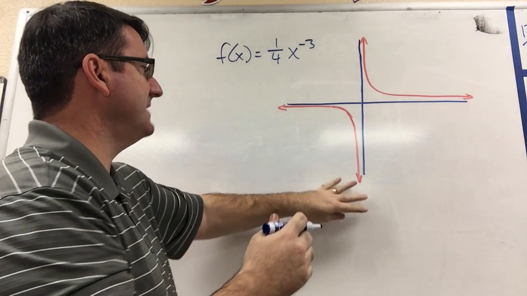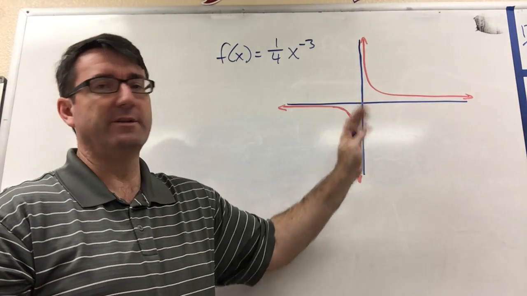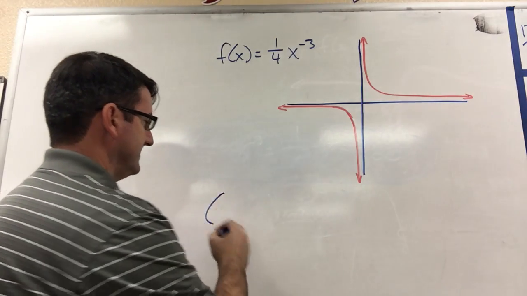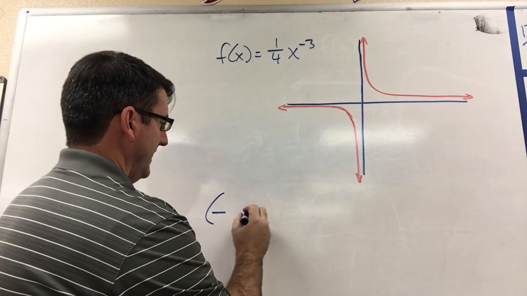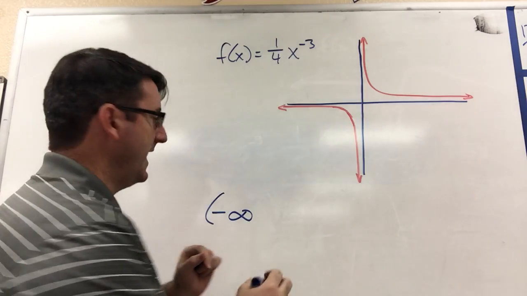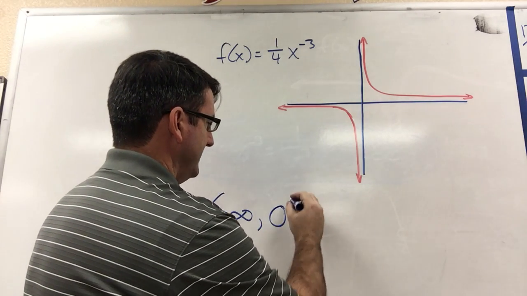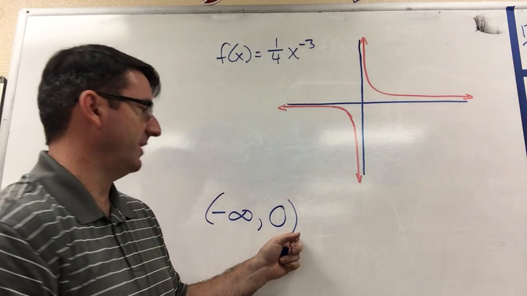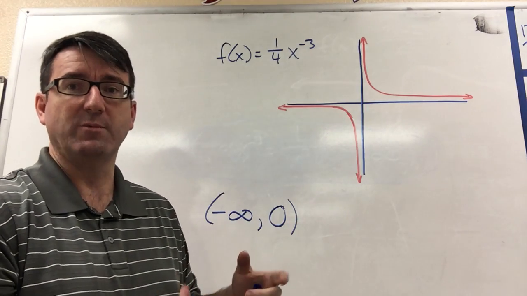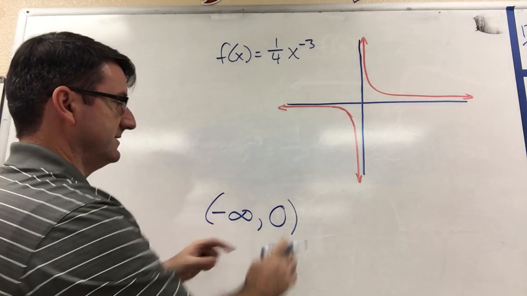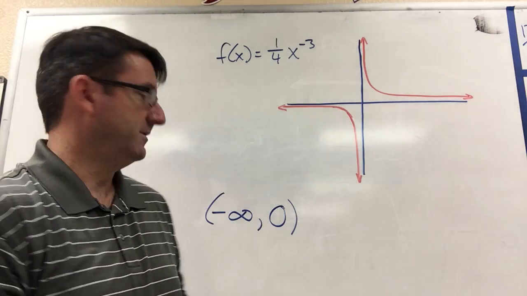All right, so the answer here is going to be all real numbers except 0. And the way that we're going to write that is open parenthesis, negative infinity, and then comma 0. And then we want a close parenthesis here, not a bracket. A bracket would indicate that we're including 0. A parenthesis here is indicating that we're not including 0.